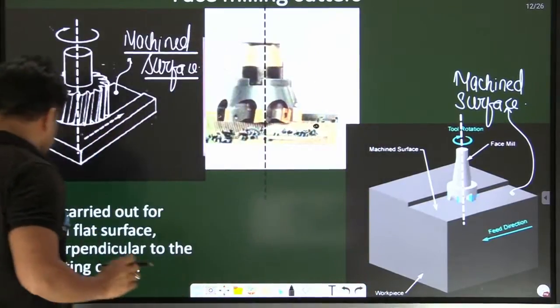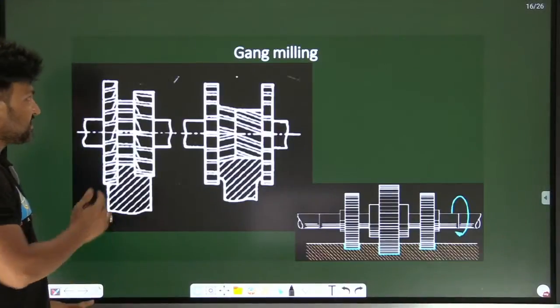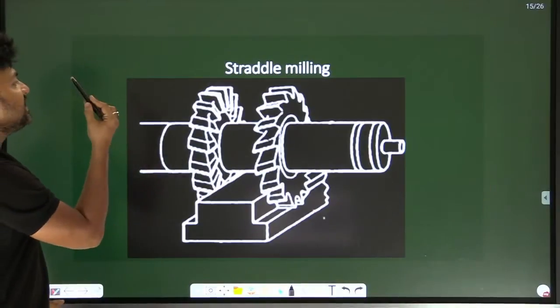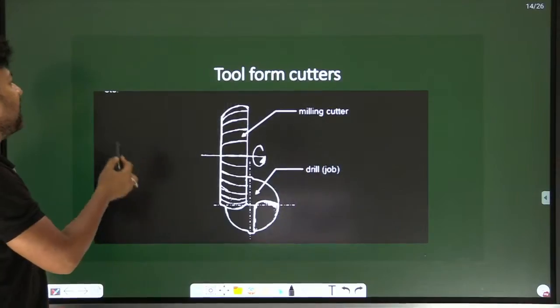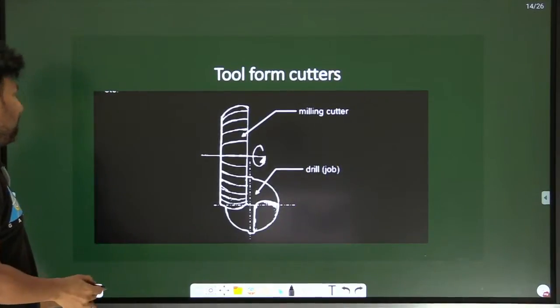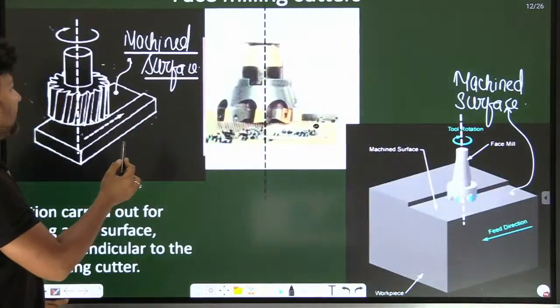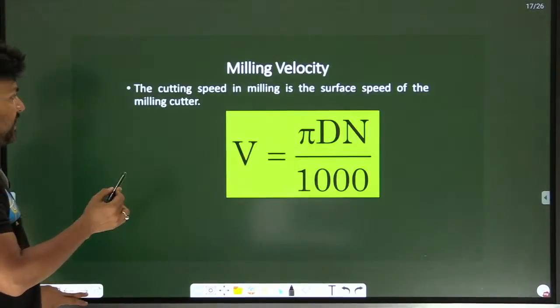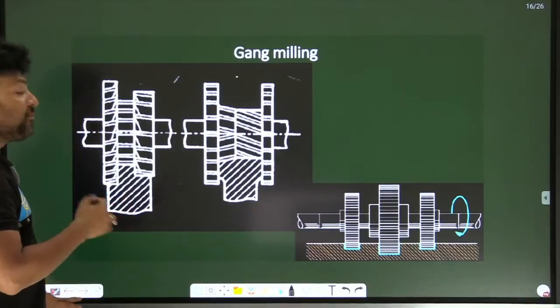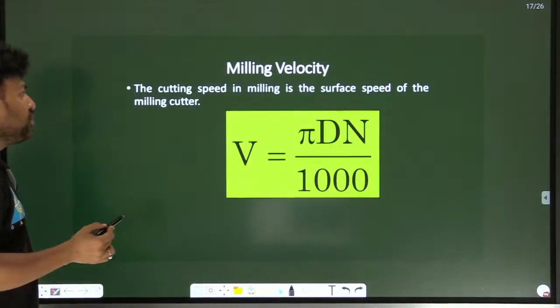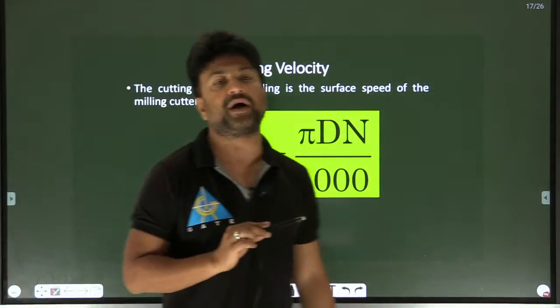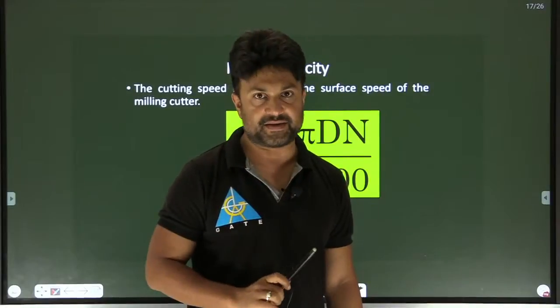Right. I am going to jump on a numerical. Then I will discuss gang milling, straddle milling, and form milling cutter, and various other types of milling also. But before that, I want to discuss an important part which comes in your GATE exam.